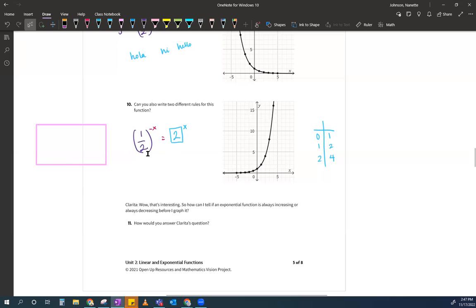So these 2 things are the same, Miss Johnson? Yes. So Clarita, just to finish, says, wow, that's interesting. So how can I tell if an exponential function is always increasing or always decreasing before I graph it?